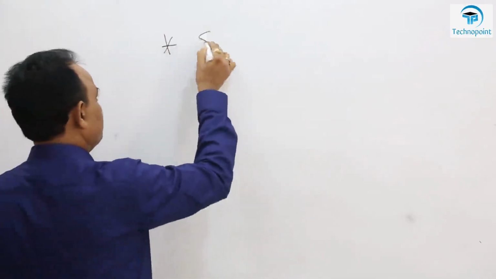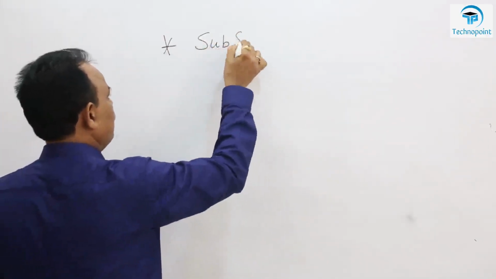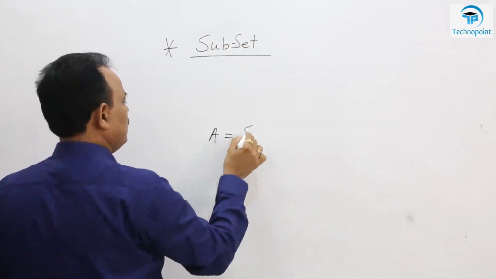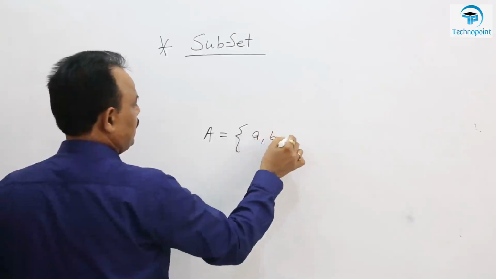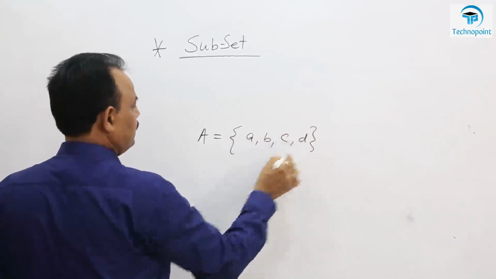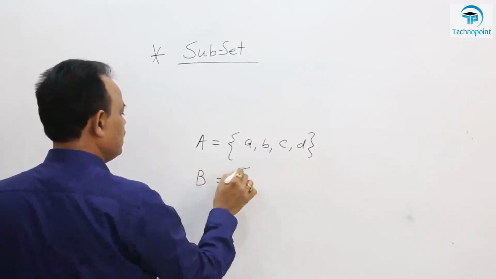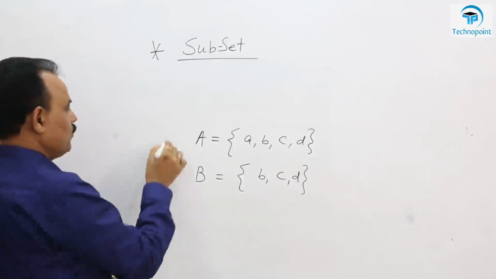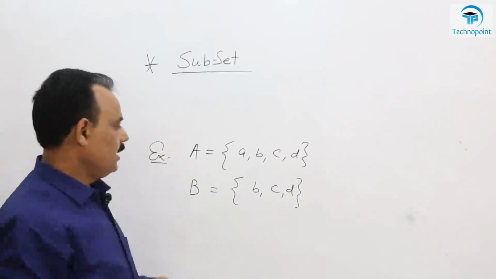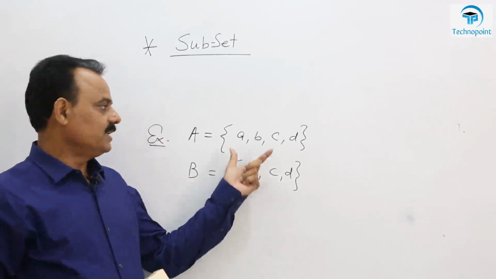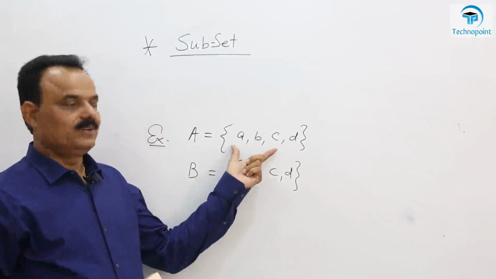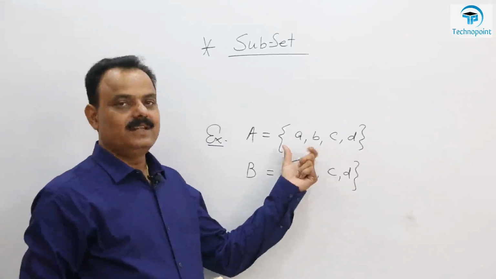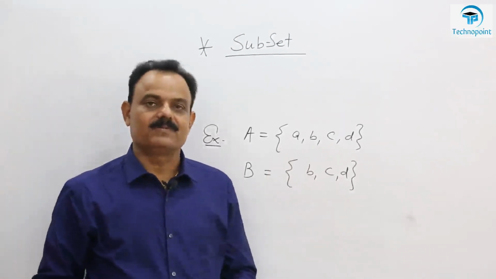Next is subset. Suppose you have a set A having elements A, B, C, D, and B is also a set whose elements are B, C, D. So what do you observe here? Every element of B is an element of A. So if all elements of B are the elements of A, then this B is called a subset of A.